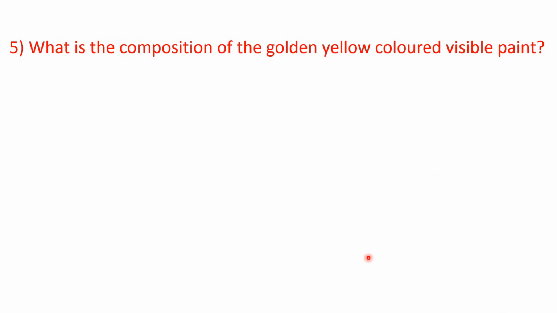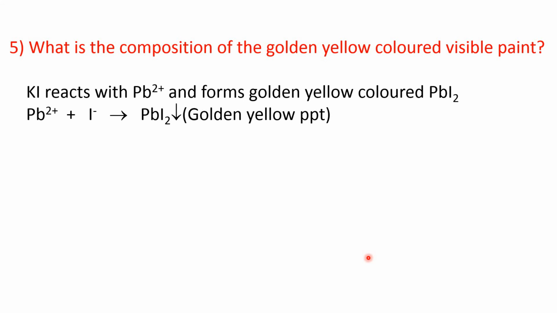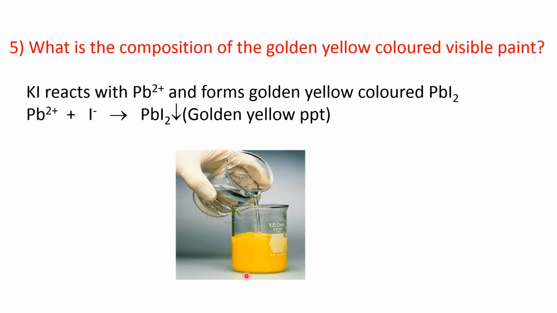Now the fifth question. What is the composition of the golden yellow colored invisible paint? Now this lead solution, which is colorless, forms a golden yellow colored precipitate with iodide ion. That means in the lead solution, if you add potassium iodide, you will get the lead iodide precipitate, which appears as a golden yellow precipitate like this color. Lead solution, if you add potassium iodide, this colored precipitate will be formed.